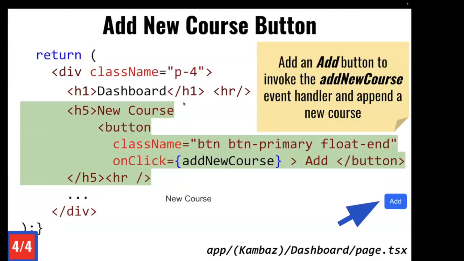Once we add that, we can create a new add button. Maybe below our dashboard heading, we can have a new, smaller heading saying new course. And then add a button that floats to the end, so it'll be all the way to the right-hand side. And when we click on it, we call the add new course function.